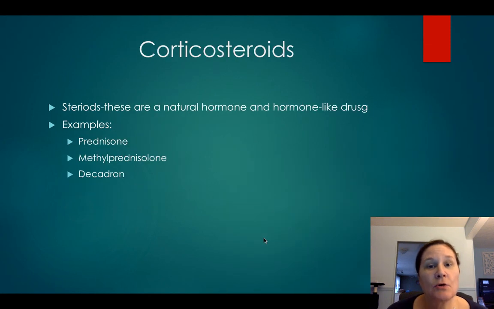Then we have the corticosteroids. These are natural hormones. And the examples are prednisone, methylprednisolone, and Decadron. These are used to help minimize the cancer cells. However, they're also used a lot for anti-nausea medications.